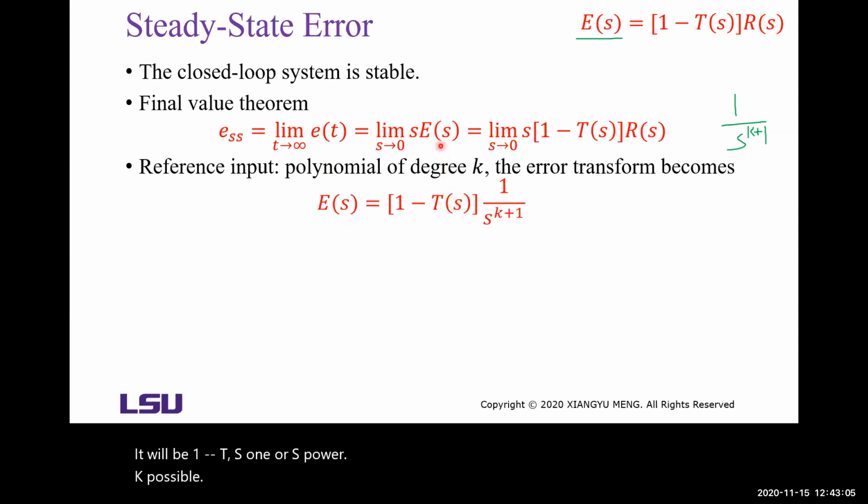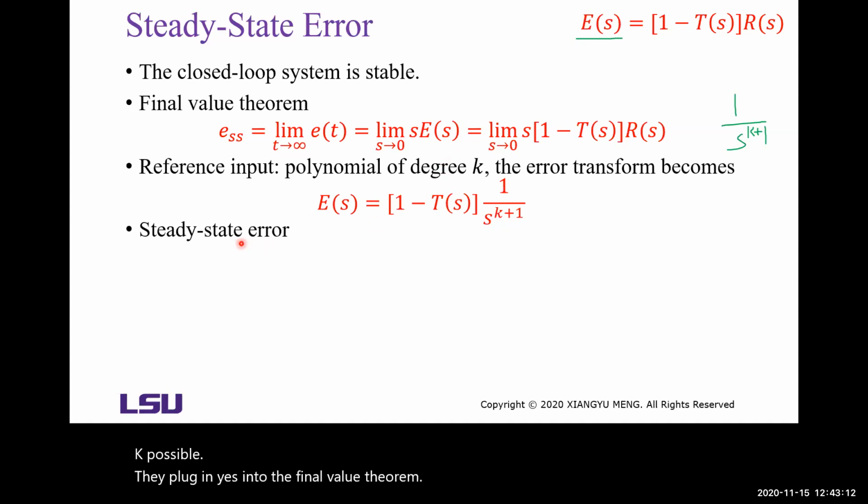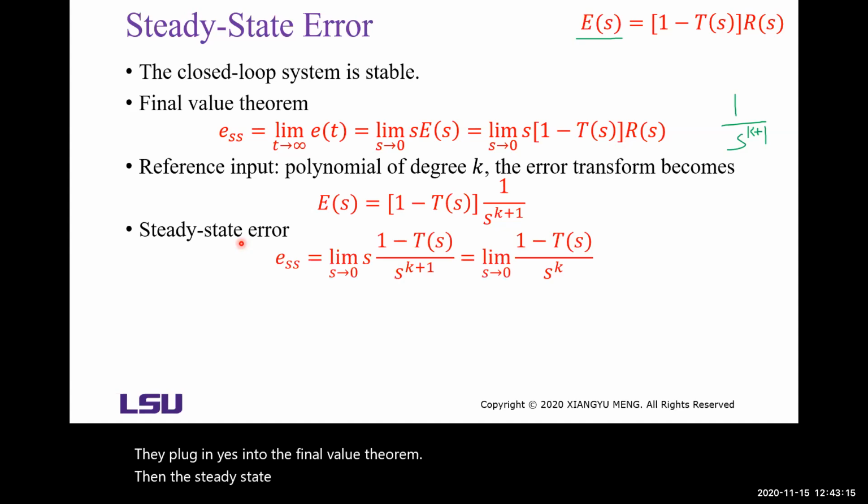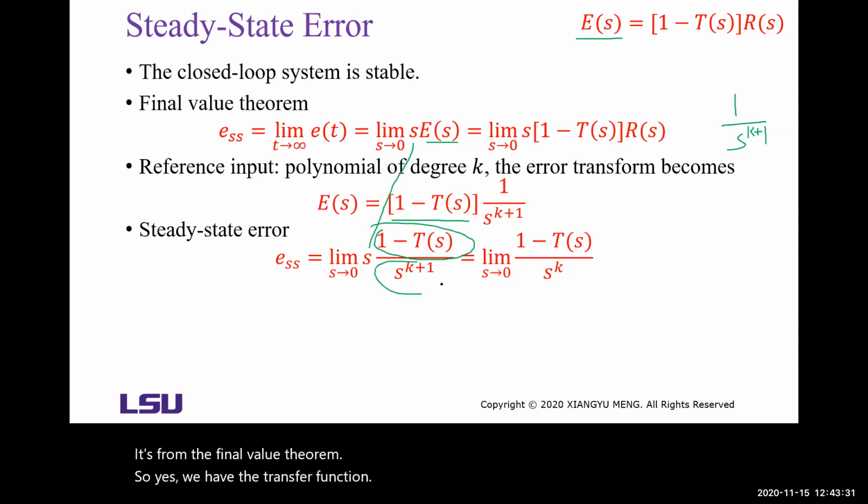Then we plug E(s) into the final value theorem. The steady state tracking error is the limit as s goes to 0, from the final value theorem, of s times the transfer function times the Laplace transform of the input. So s is cancelled by the 1 in the denominator, and we have (1 minus T(s)) over s to the power of k.